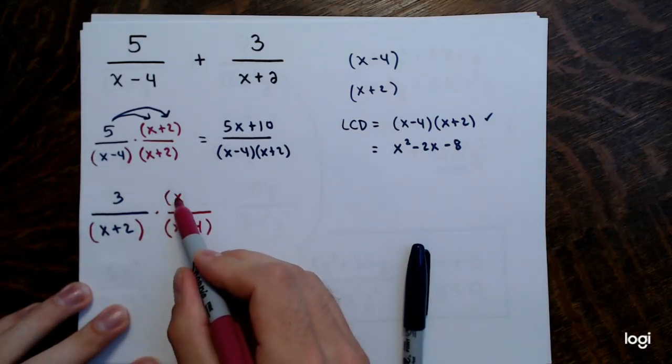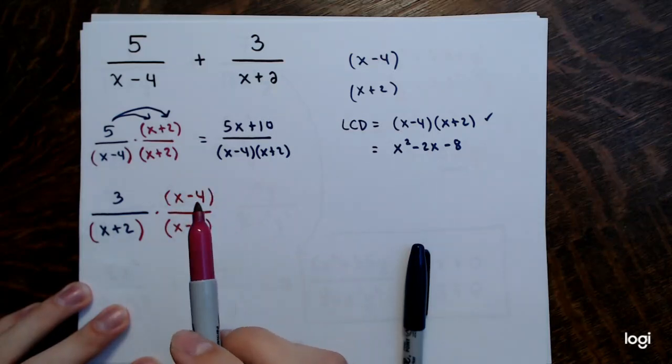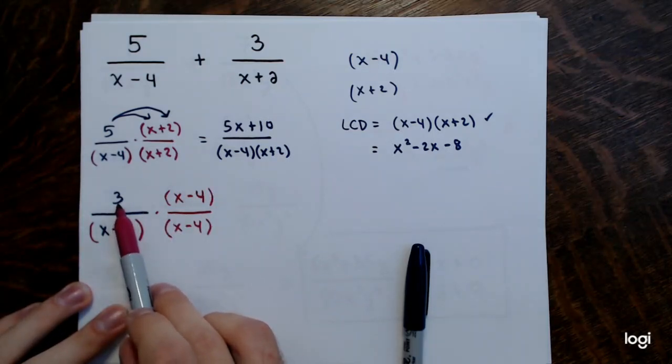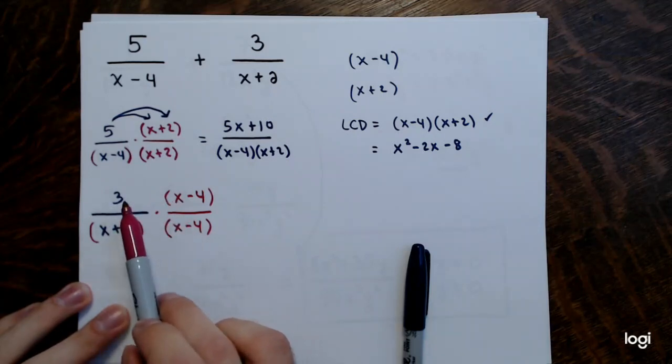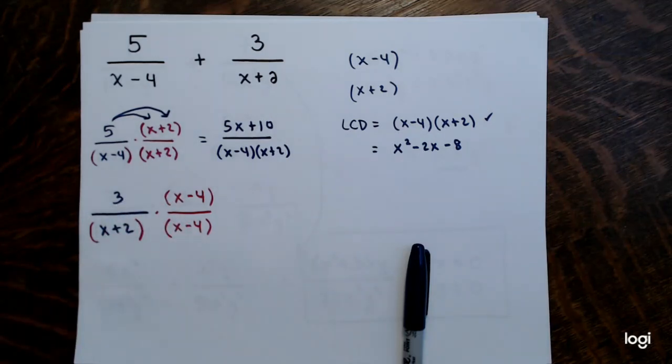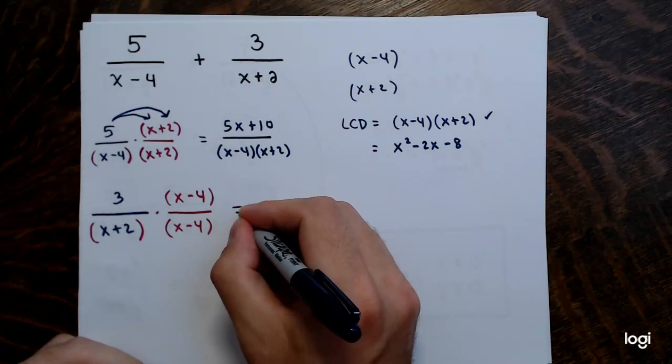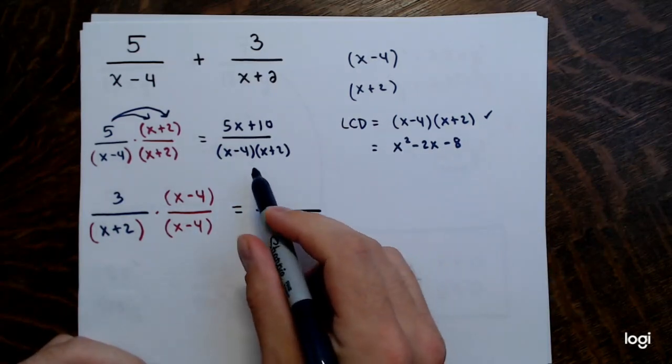And same thing for the numerator, multiply it by the quantity x minus 4. And again, the numerator just has a single term, so I'm only multiplying by 3. I'm not going to put parentheses around the 3. Alright, so denominator, same as earlier.